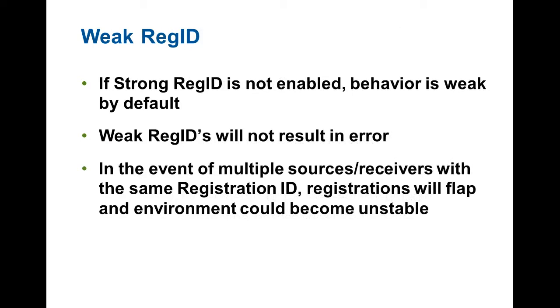Weak RegID is enabled by default if the previous attributes are not configured for strong RegID. The difference in behavior is that instead of receiving a registration error, subsequent registrations on the same topic and RegID will register successfully, and they will bounce another source or receiver that may have already been registered. This can be problematic if you have sources or receivers contending for the same registration, as they will flap back and forth.